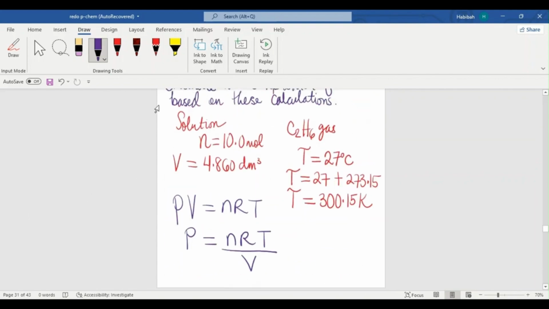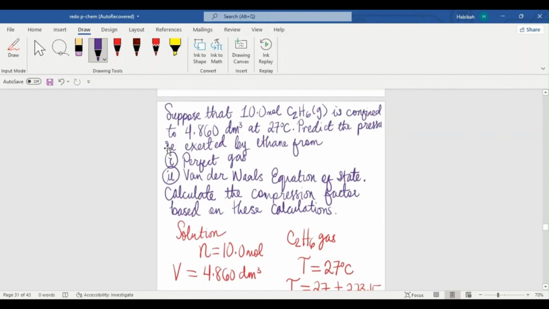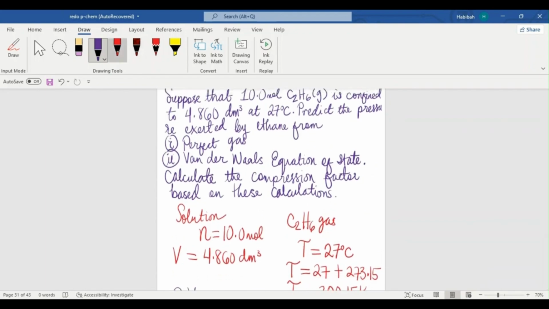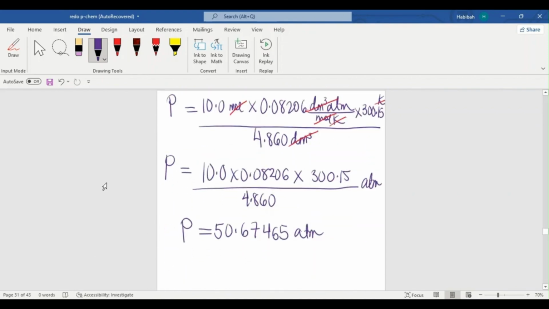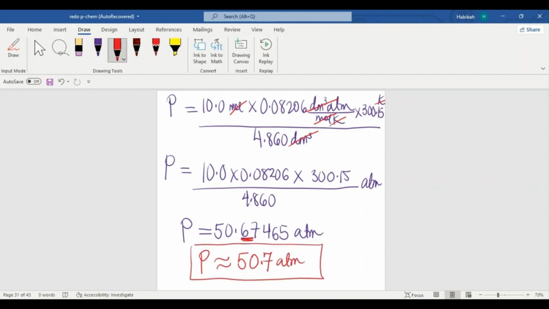Of course, the next thing you have to do is look at the number of significant figures that we're given, and we pick the lowest number. Whatever that number of significant figures is, that's what we apply to our final answer. So, for example, the number of moles is 3 sig figs. The volume is 4 sig figs. The temperature is 5 sig figs. So we have to put our answer in 3 sig figs. When we do that, we end up with the pressure being approximately 50.7 atmosphere. So this is the answer to the first part of the question.